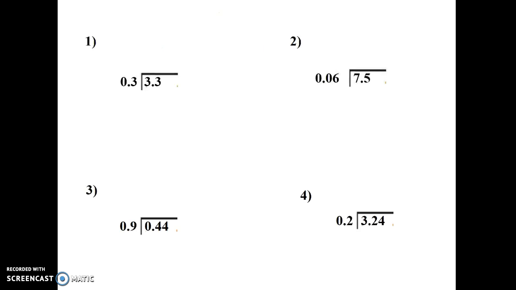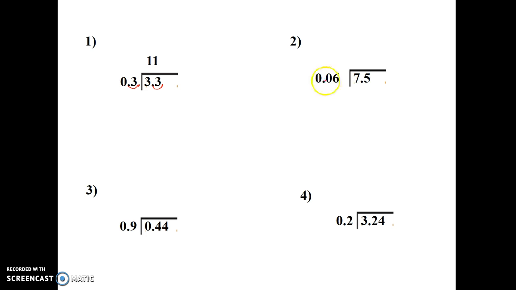Now it's your turn. Pause the video and rewrite each of these problems, 1 through 4. Then find the quotient. When you're done, press play again. Okay, let's see how you did. Rewriting this problem would be 33 divided by 3, which gives you 11.